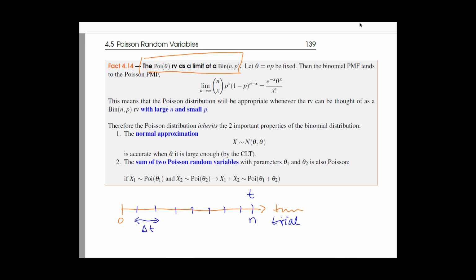But that's the power of the Poisson distribution: you don't need to discretize. It's already discretized at the finest granularity, let's say.